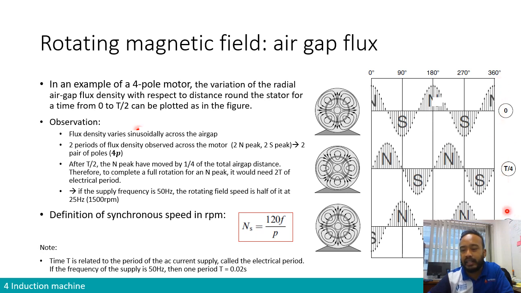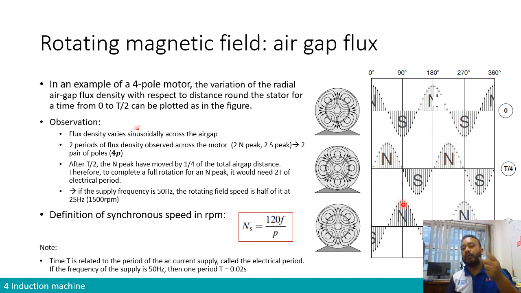When the electrical current has moved by pi, the mechanical rotation of the magnetic flux in the air gap has only moved by pi over 2. So the mechanical rotation of the magnetic flux is half of the electrical rotation. Okay, so there is this relation of half. So where does this half come from? Basically the half is coming from the number of pole pairs. We have 4 poles. It means we have 2 pole pairs.